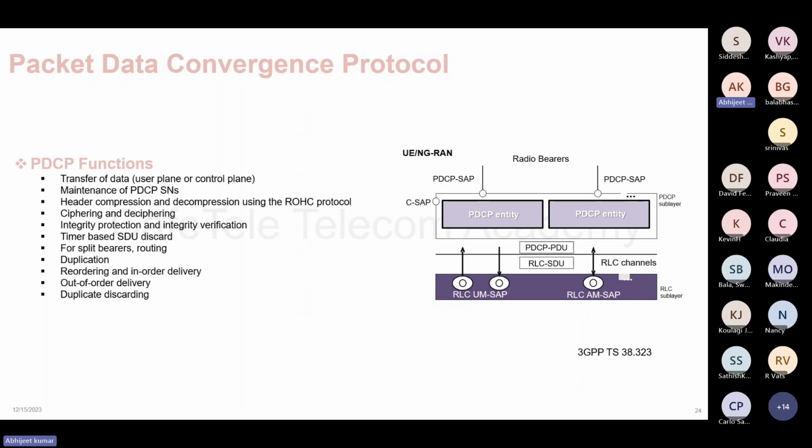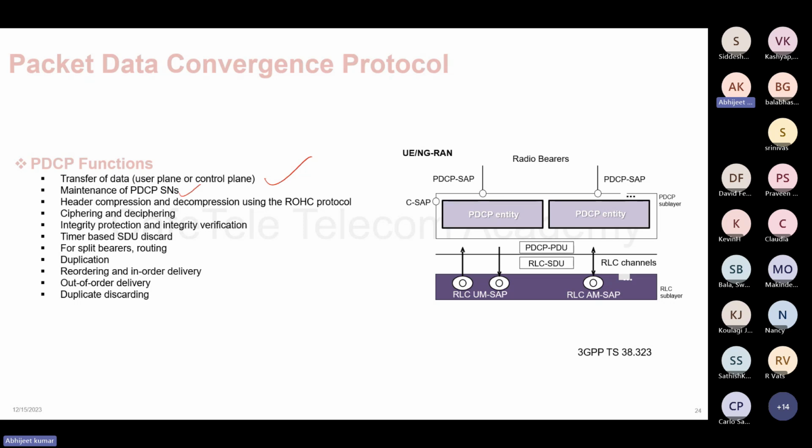Now here you can see that this is your PDCP function. In this PDCP function, we have different kinds of functions. You can see the transfer of data. PDCP is responsible for transmitting the data, which means transmitting the user plane data. Then there is PDCP sequence number maintenance.